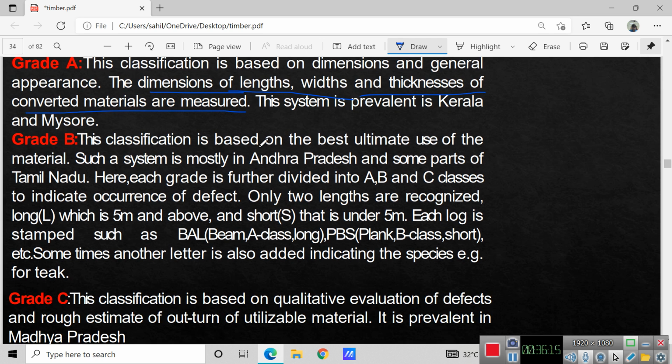In grade B, the classification is based on the best ultimate use of the material. So grade B is based on the best ultimate use of the material. Such a system is mostly in Andhra Pradesh. So this grade classification is mostly used in Andhra Pradesh and some parts of Tamil Nadu.